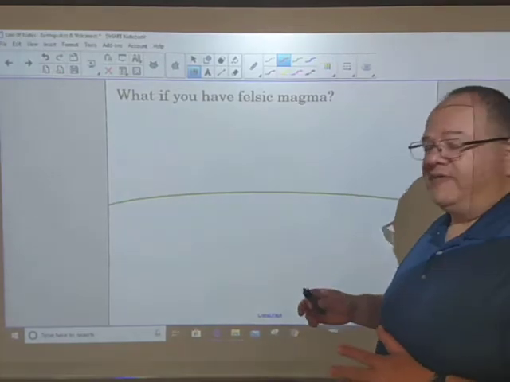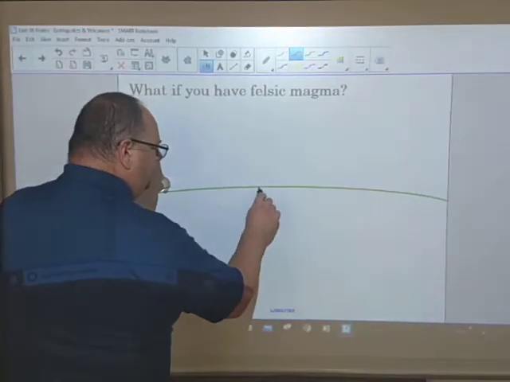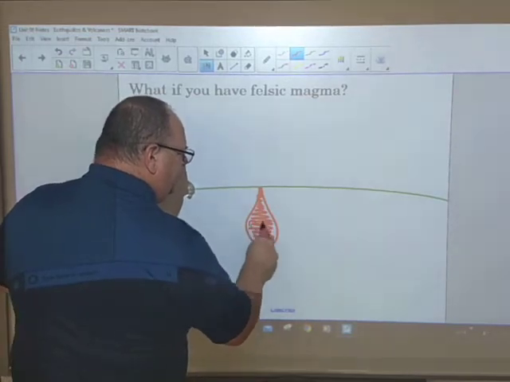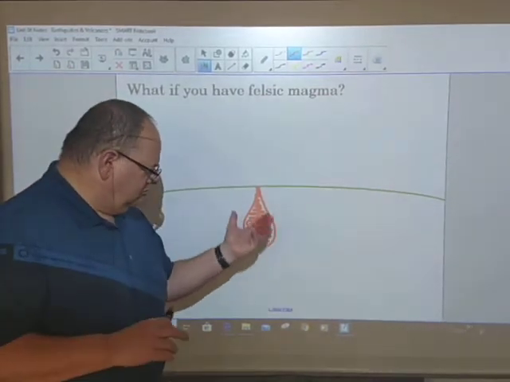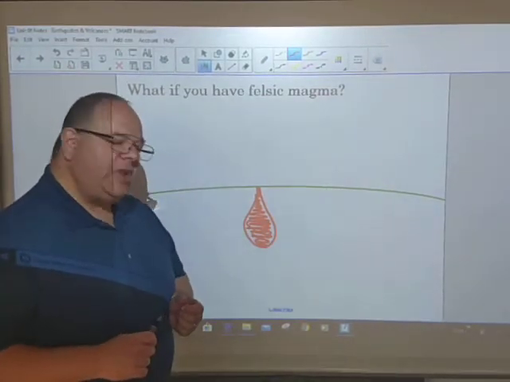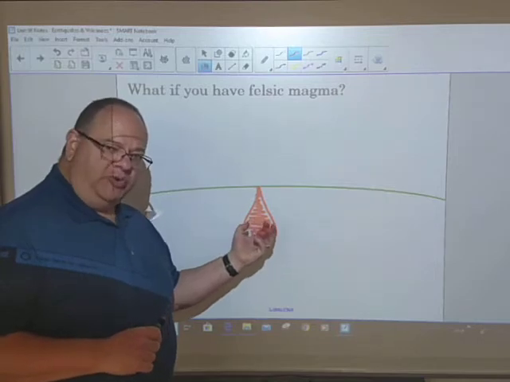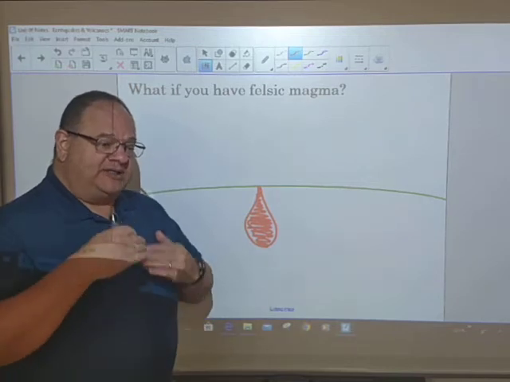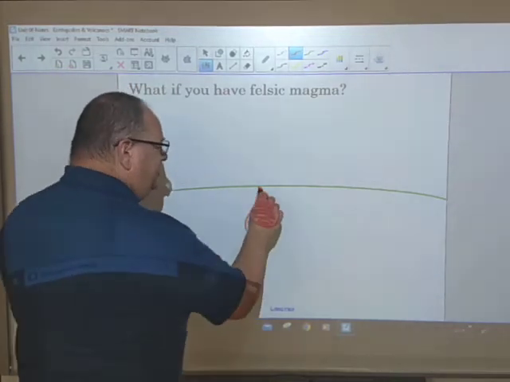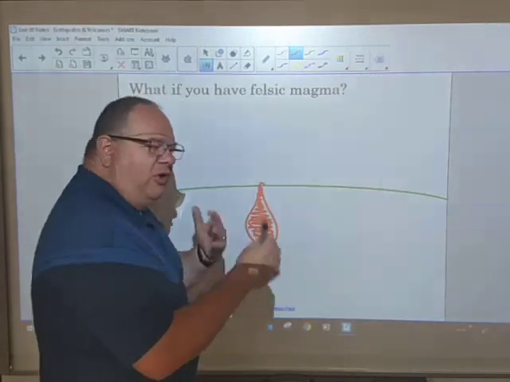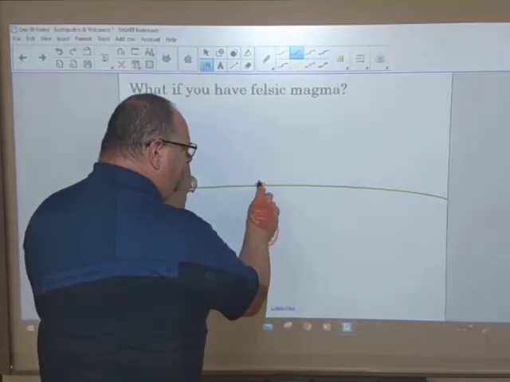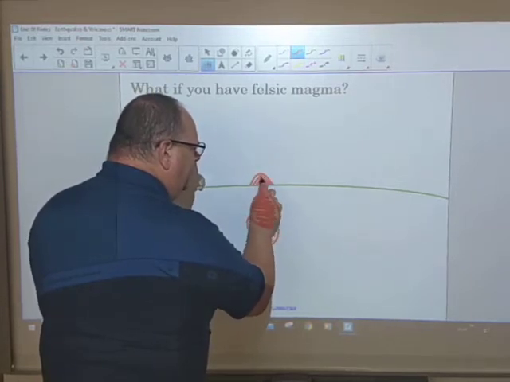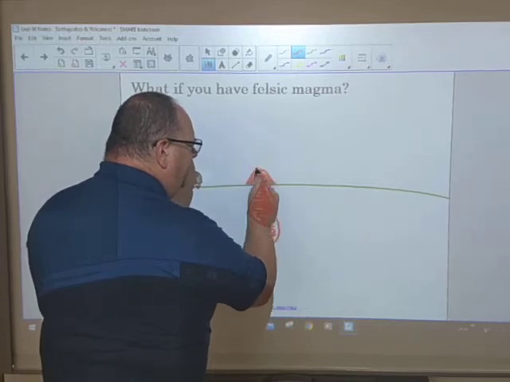So, what if you have felsic lava? Again, let's start out. Here's a magma chamber. Something has happened that's melted a bunch of rock. And pressures on the earth are squeezing on this and it squeezes up. Now, if this is felsic lava, it's got a much higher viscosity. So it erupts, but it doesn't flow very far before it cools. And it erupts again, but it doesn't flow very far. It erupts again, it doesn't flow very far. And it keeps erupting and flowing, but not very far.